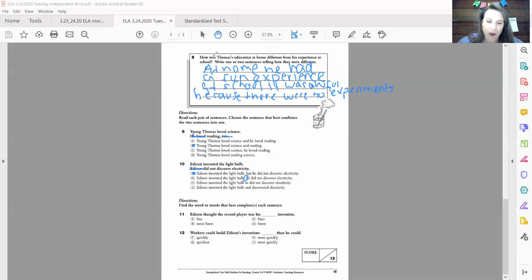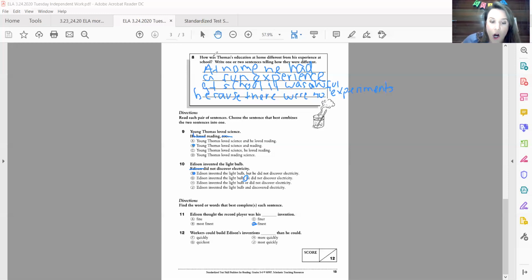Edison thought, record. Now, these are just putting in the words that complete the sentence that make sense, that aren't weird. So these are really quick. Edison thought the record player was his finest invention. So you should have used finest. Fine, more finest, and finer do not make sense in this because we're talking about the best invention, which is finest. All right, out of all the inventions.